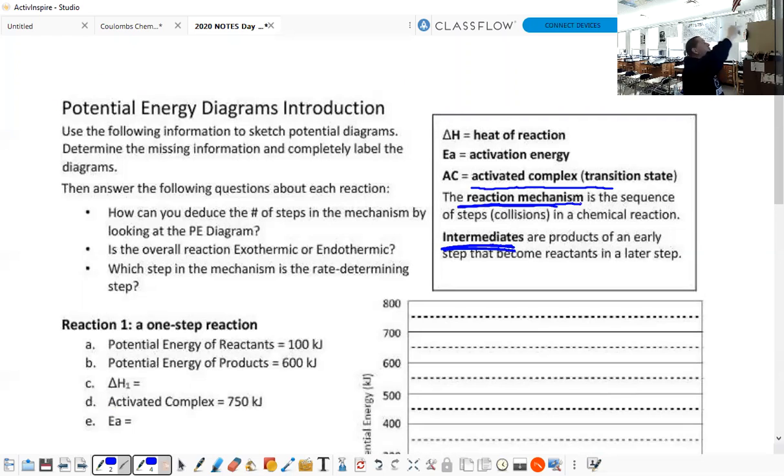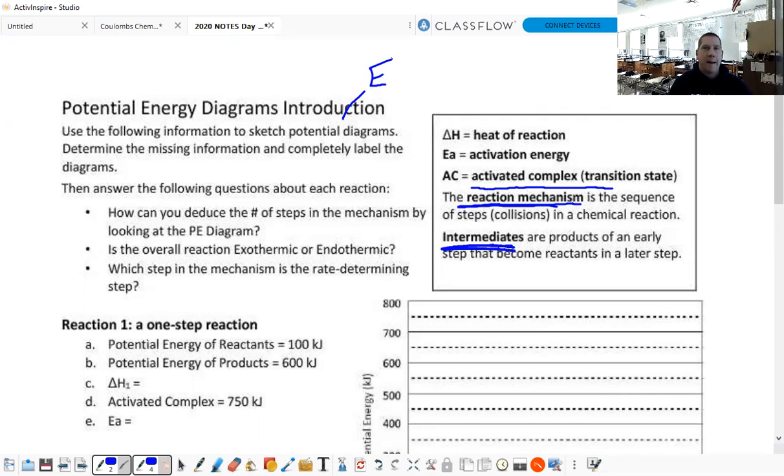All right, so use the following information to sketch potential energy diagrams. Sorry, I should really say potential energy diagrams. Determine the missing information and then completely label the diagrams. Then answer the following questions about each reaction. How can you deduce the number of steps in the mechanism by looking at a potential energy diagram? Is the overall reaction endothermic or exothermic, and which step is the rate determining step?